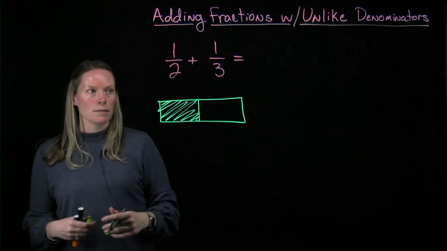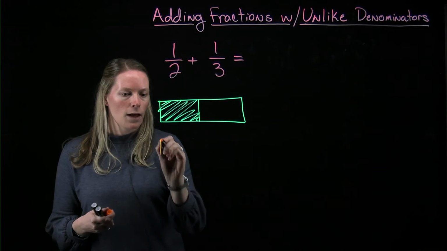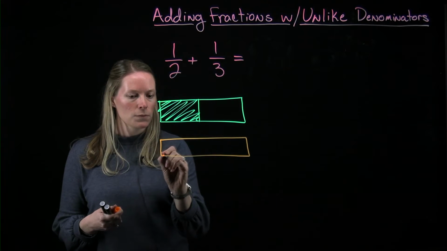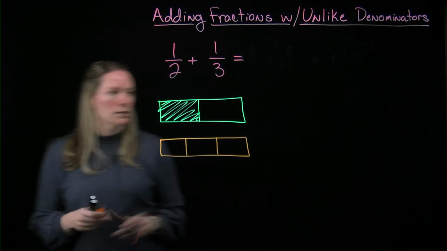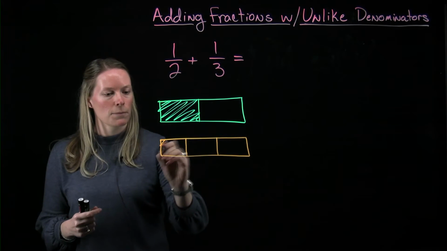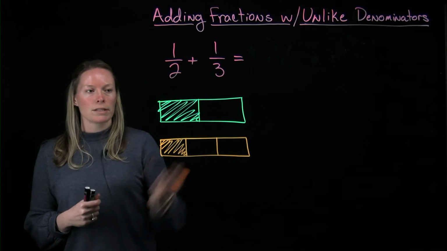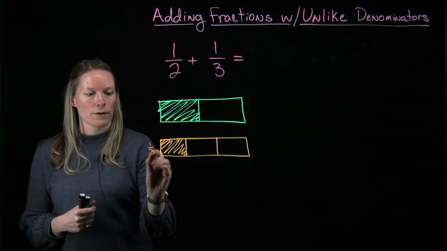Now, let's think about what visualizing 1/3 would look like. I'm going to make my units approximately the same because I want them to be representatives of 1. But now I'm going to divvy up my second unit into thirds to represent 1/3. Now you'll notice that I have a visualization of 1/2 and I have a visualization of 1/3.